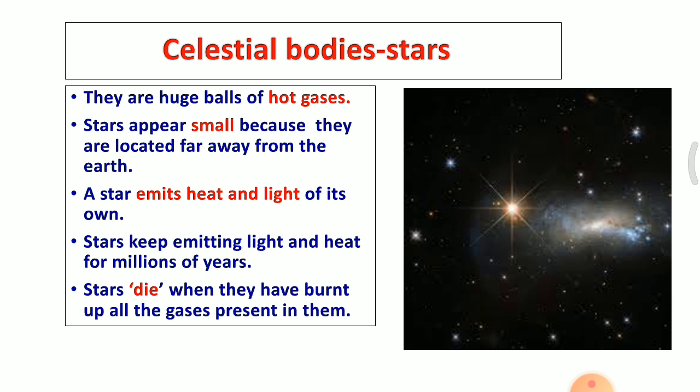Stars keep emitting light and heat for millions of years. Stars die when they have burnt up all the gases present in them. So the star also will die one day. When will it die? When the gases present in the star are burnt up, it is going to die. It also gives heat and light. For millions of years, it gives heat and light to us.